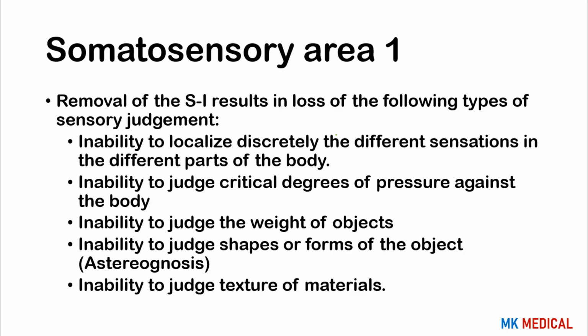So what would happen if we were to actually remove somatosensory area 1? It would result in loss of the following things. The patient will be unable to localize discretely the different sensations in the different parts of the body. They'll be unable to judge critical degrees of pressure against their body. They'll be unable to judge the weight of an object. They'll be unable to judge the shape or the form of the object, which is known as astereognosis. Then they will have the inability to judge the texture of materials.